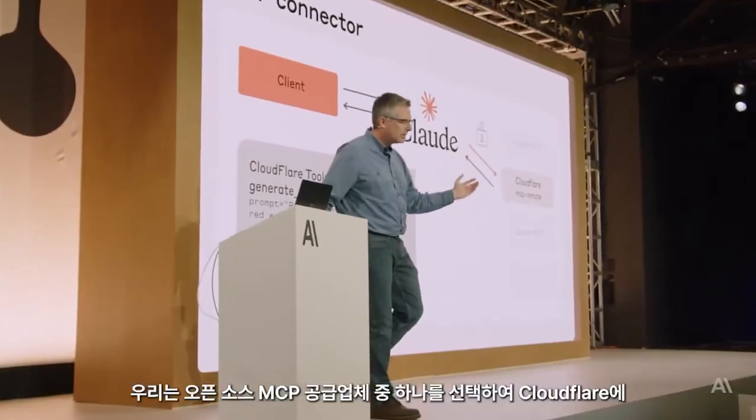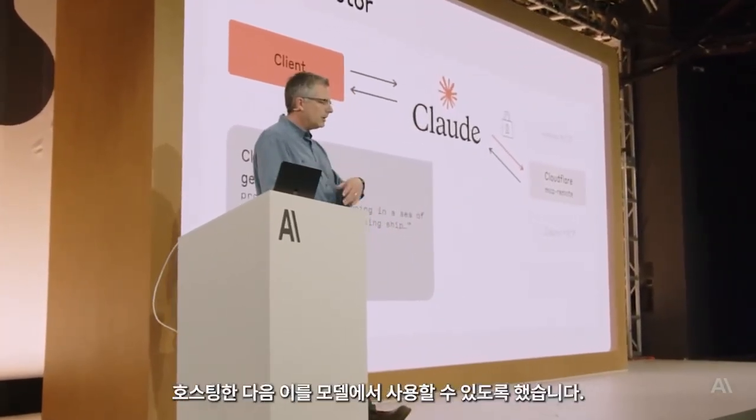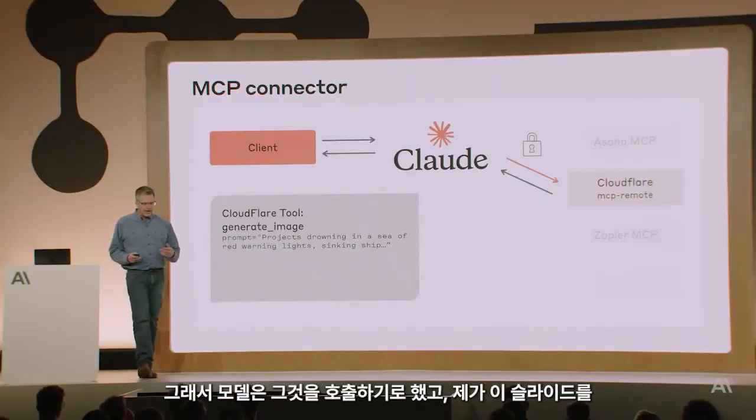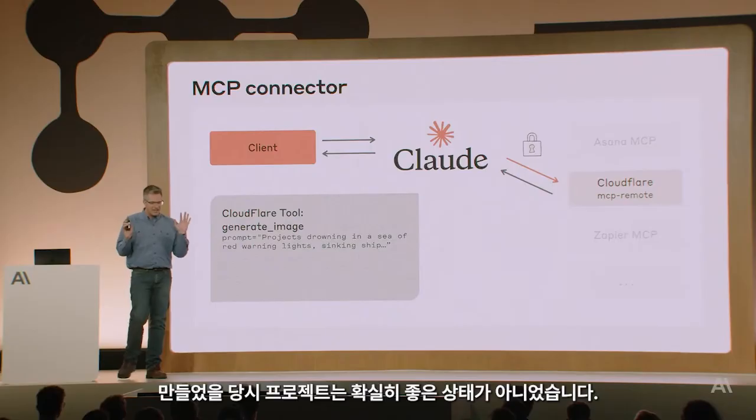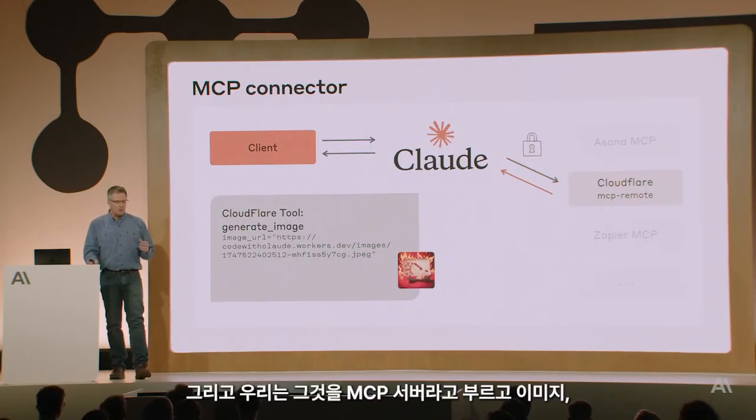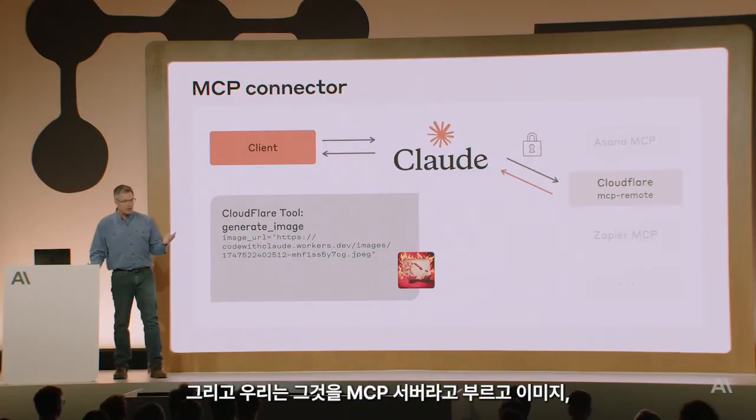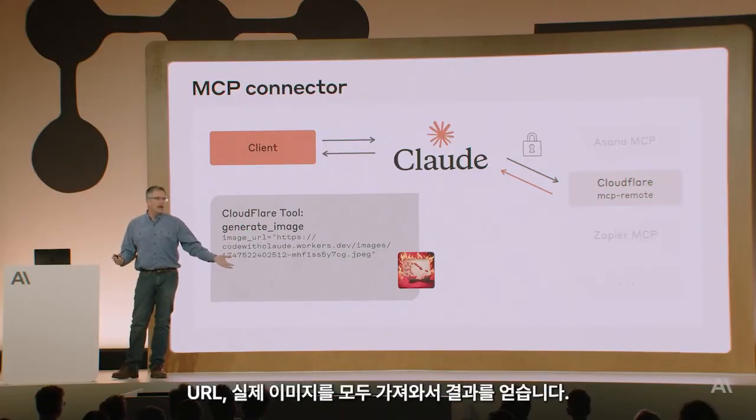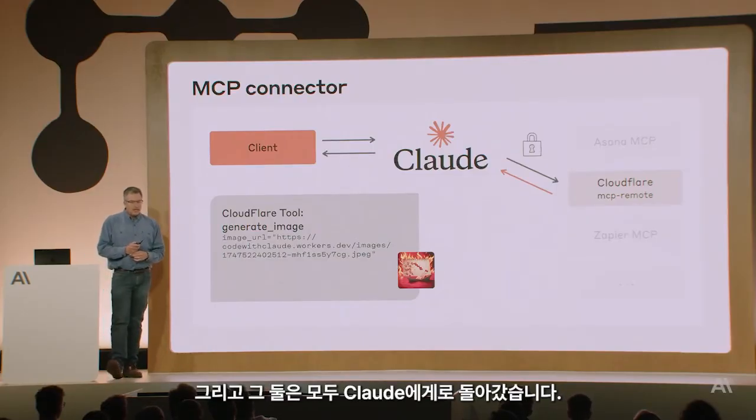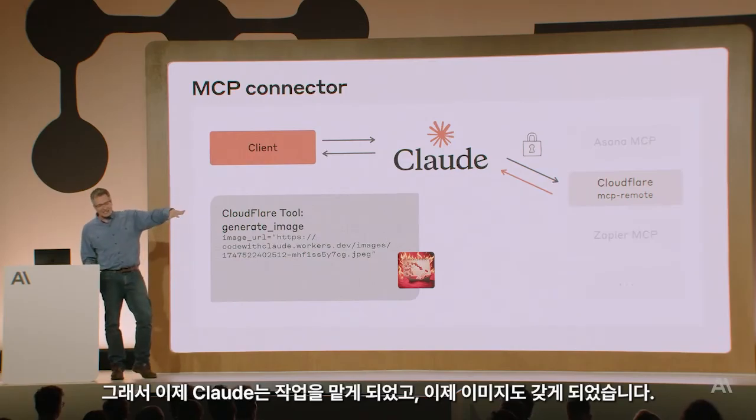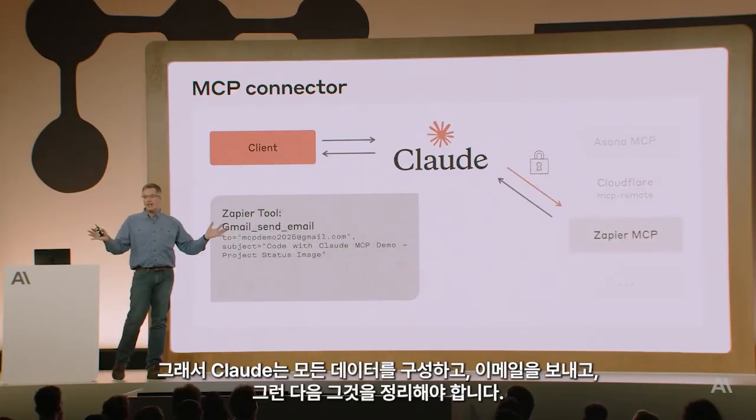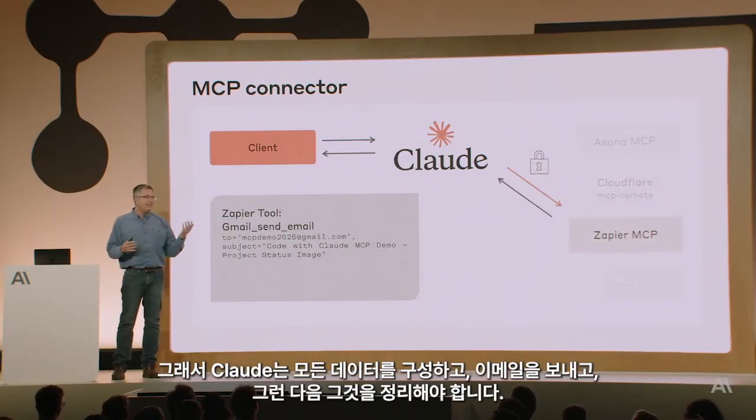We've taken one of the open source MCP providers, hosted it on Cloudflare, and then made that available to the model. And so the model chooses to call that with, when I made these slides, the project was definitely not in good shape, which is why the query is what it is. And we call that MCP server and get a result back, both the image URL as well as the actual image comes back in the result, and both of those go back to Claude. So Claude now has the tasks, it now has the image. The next thing it needs to do is send that email. So Claude will compose an email with all of that data, and then it needs to send it.